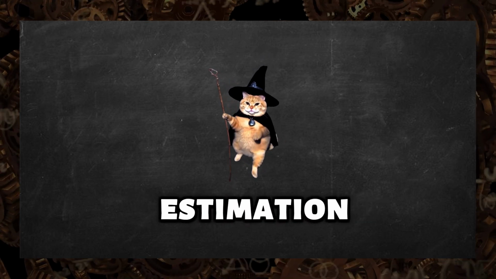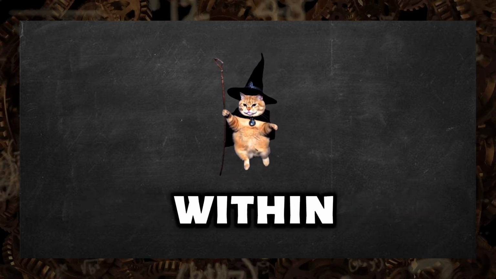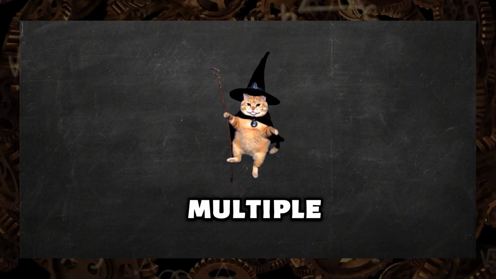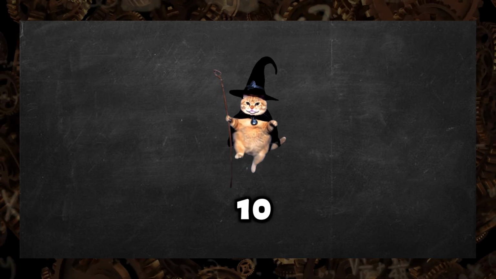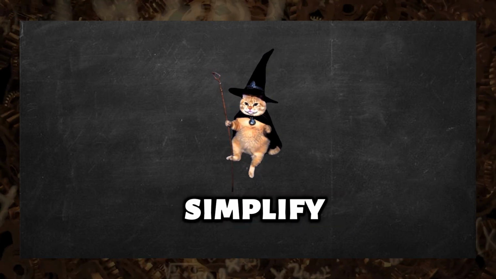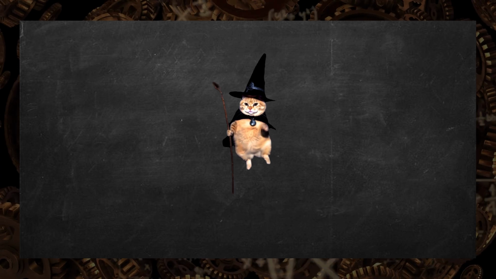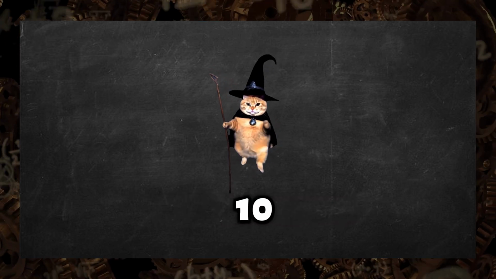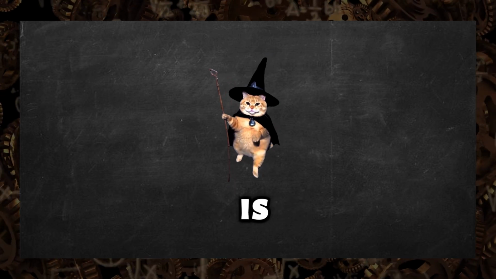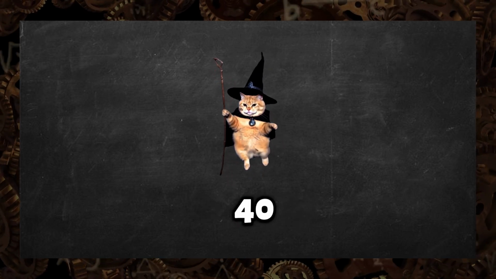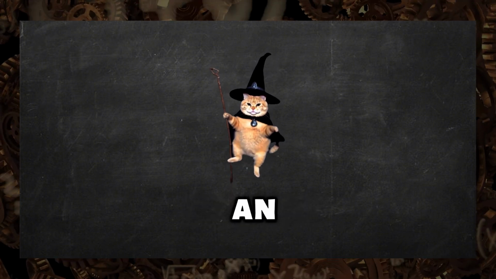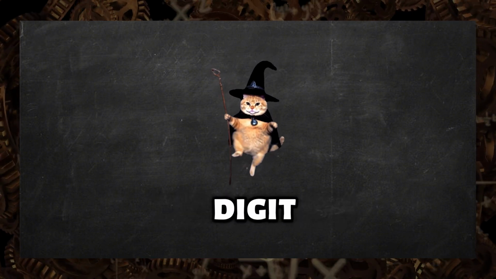Rounding and estimation introduce approximation within numeration, where numbers are adjusted to the nearest multiple of 10, 100, or other units to simplify mental calculations. For a number like 47, rounding to the nearest 10 yields 50, as it is closer to 50 than to 40, guided by the rule that digits 5 and above prompt an increase in the preceding digit.